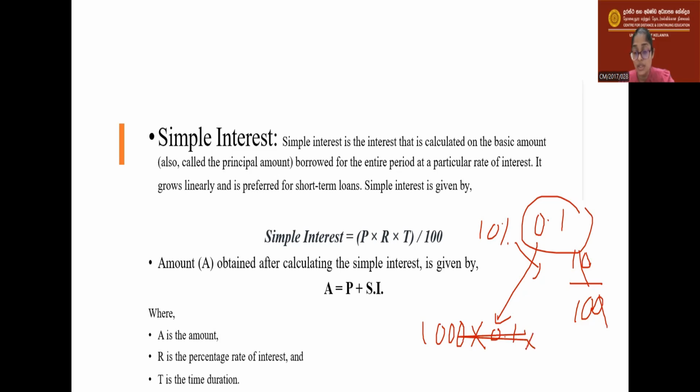Suppose the time duration is 2 years. Therefore, what is your simple interest in that scenario? Your simple interest is 200. What do you mean by the amount after calculating this simple interest? This is your interest, right? Then for the amount, you take the principal amount and add this simple interest. What is the amount after the calculation? 1,200. Simple like that, right? This is the way you have to solve it. It's a very simple example, right? Okay, let's move on then.